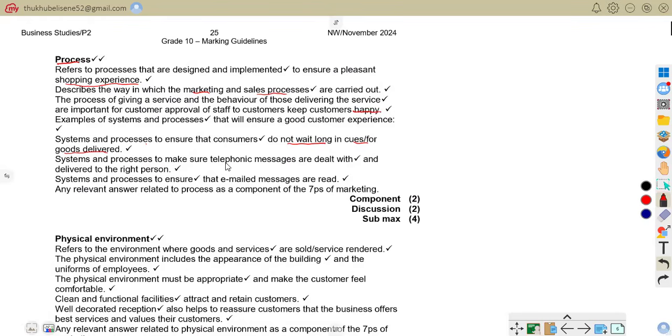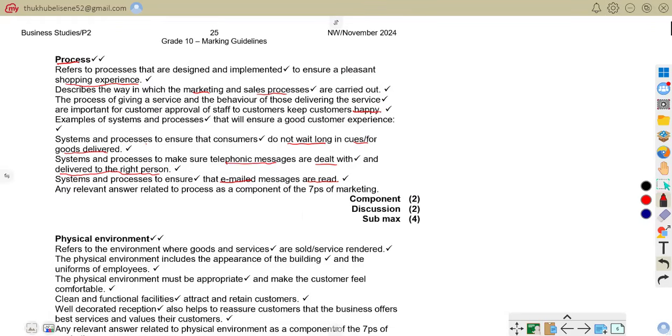Systems and processes make sure that telephone messages are dealt with and delivered to the right person. They also ensure that emailed messages are read. That's the process when you are talking about process. Make sure that the process your business is coming up with makes it easy for our customers. Let them not wait long in the queues. Make sure that the telephone messages are dealt with and the email messages are read. That's the process we're talking about.